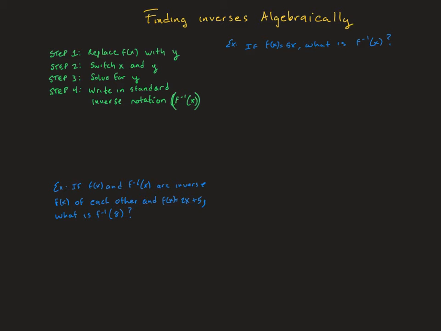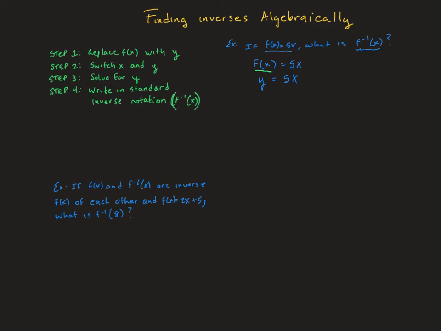So here I am starting with f of x equals 5x. It says if f of x equals 5x, what is the inverse of x? Here's my inverse function of x. If we do the first thing, step 1 asks me to replace f of x with y, so I'm going to rewrite that with y. That is going to be y equals 5x.